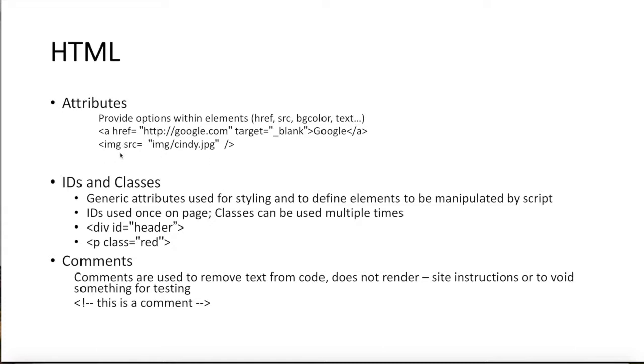Same thing with image. IMG requires a source. There's no way for the browser to know which image you're talking about unless you give it a source. So it's going to be source equal and then some sort of a file name. And if that file is not in the same folder as the HTML page that you're working on, then you need to give it a path of the folder that it is in. If it is in the same folder, then you don't have to worry about that.